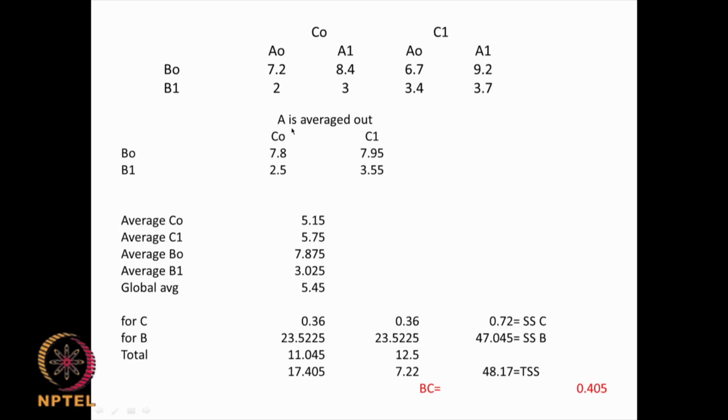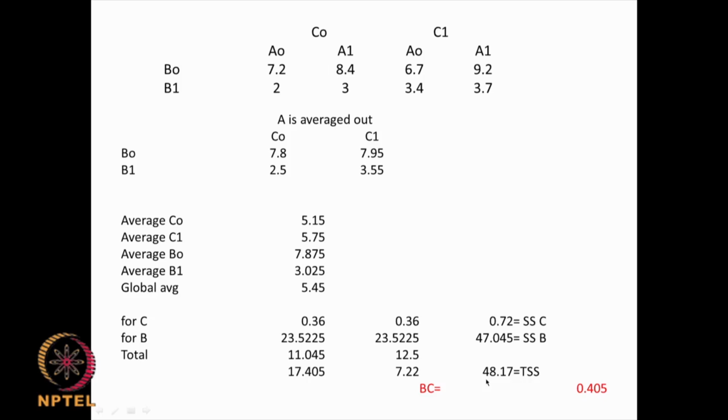As I said, C has 2 levels, so DF is 1, B has 2 levels, so DF is 1, and in total you have 4 experiments, so 3 degrees of freedom. So, you have one extra DF which we can call error or we can call sum of squares due to BC, okay. Okay, so, this is how we have done.